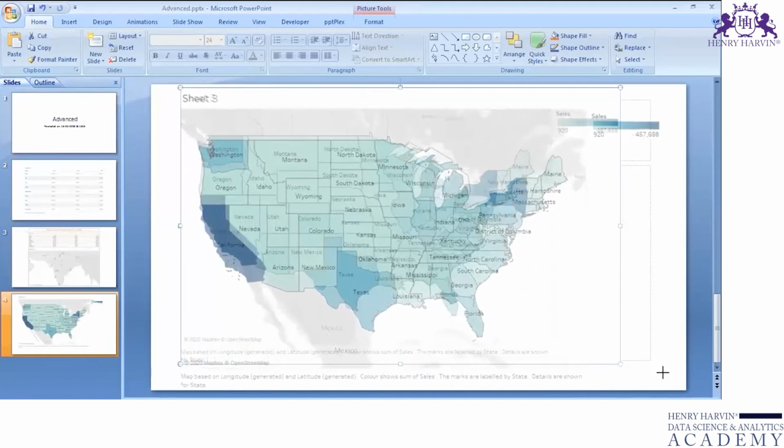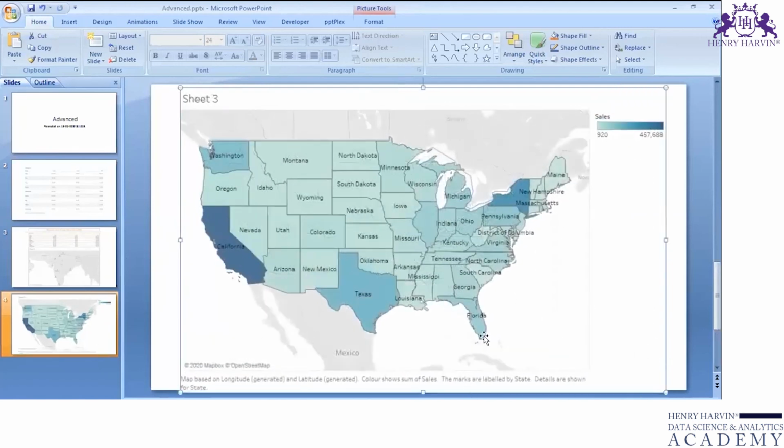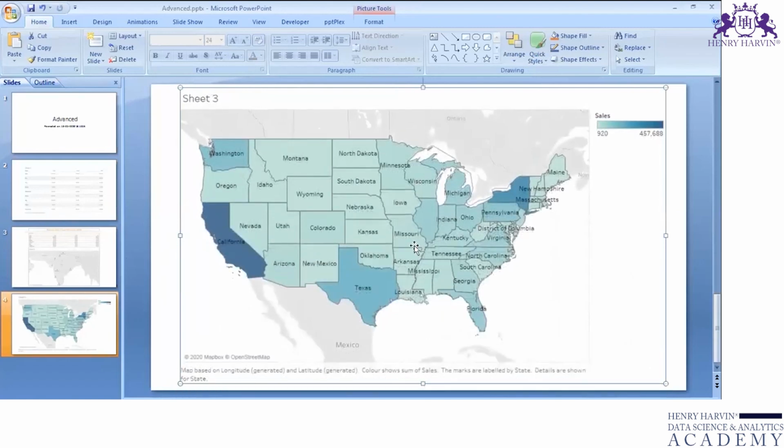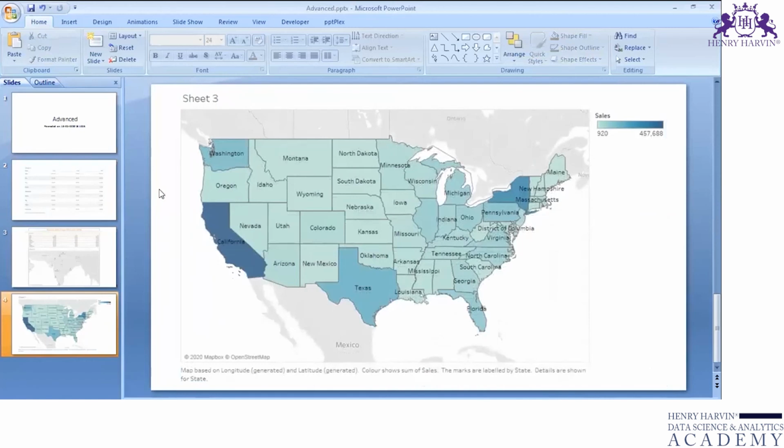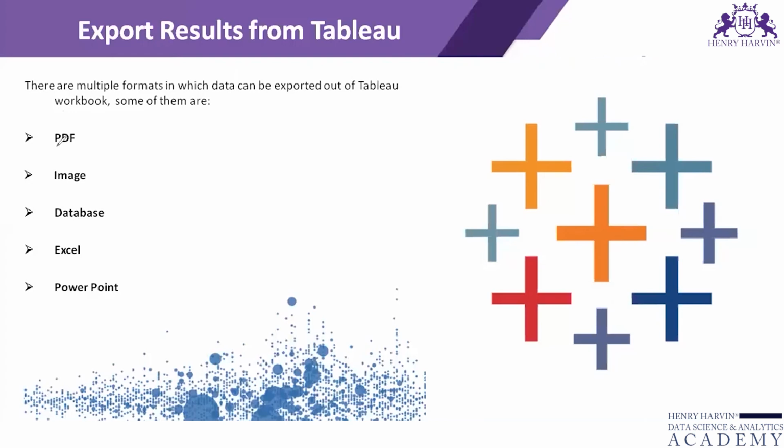So in this way, you can copy the entire worksheet or a dashboard from your Tableau workbook into the PowerPoint. This is a very good feature. Many times in presentations, using the entire visualization of Tableau as an image in your PowerPoint gives a very good view of the entire data to the viewers. So I guess by now you have understood how to export the worksheets or dashboards from Tableau in the form of PDF, image, databases, Excel, or PowerPoint.